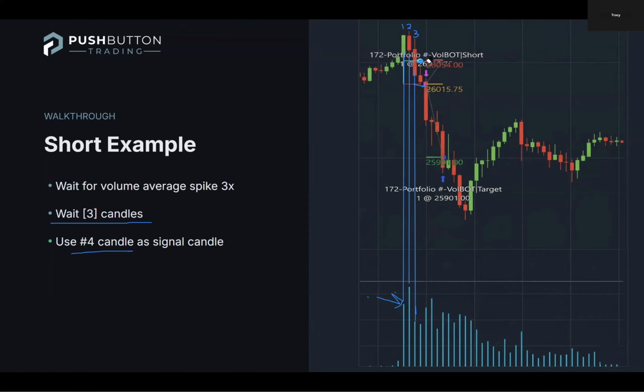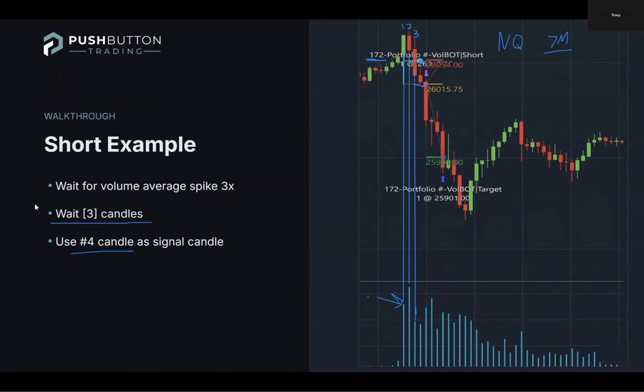This is actually one of our volume bot setting number 172, but this is actually in queue on a 7-minute chart. That's where I took these screenshots from earlier. In queue on a 7-minute chart.